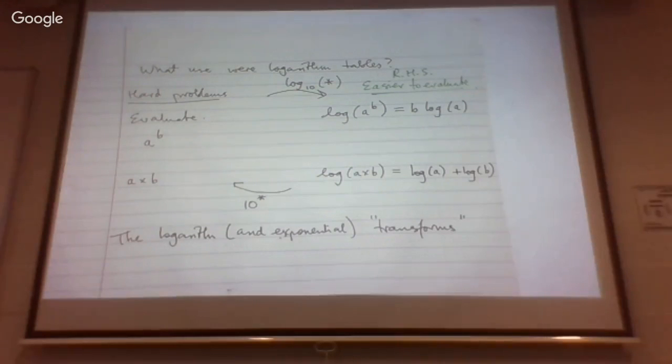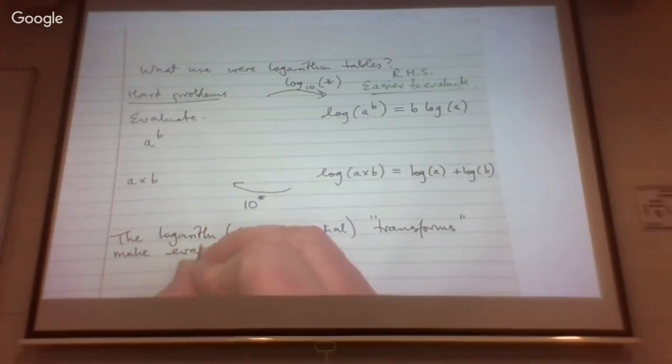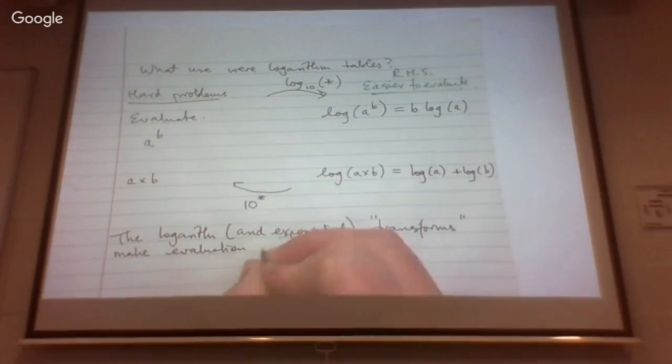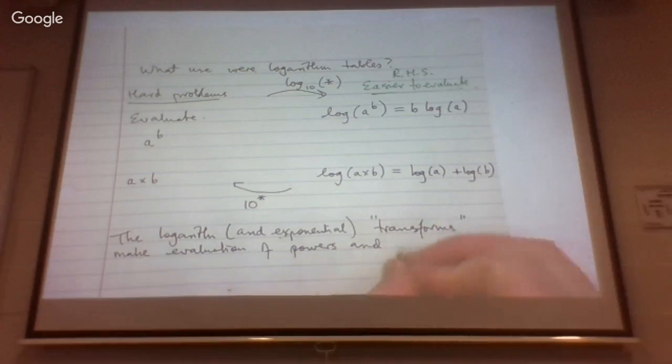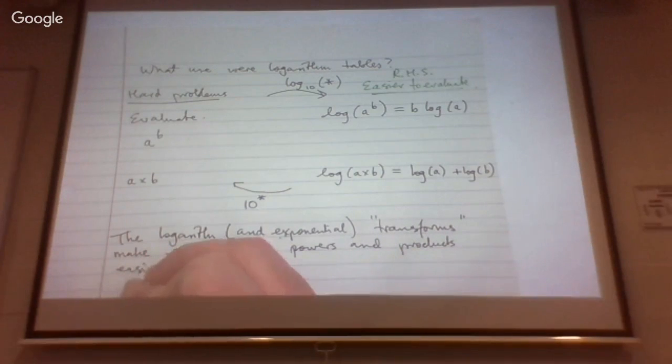So the logarithm and exponential transforms make evaluation of powers and products easier. Okay, so that's why they were used.